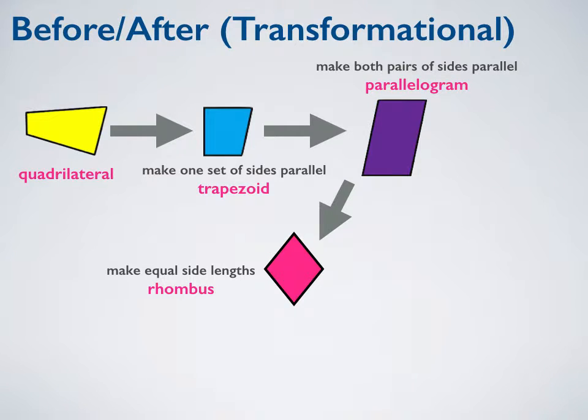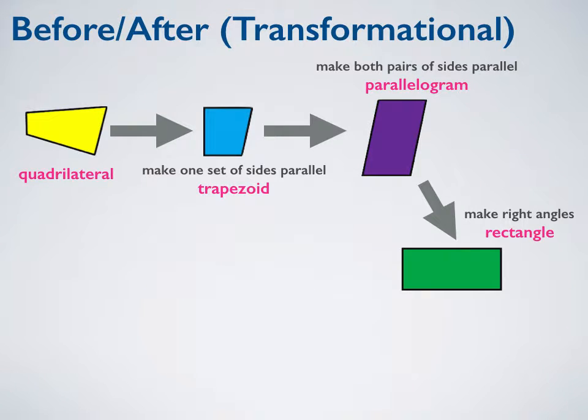One way I could transform the parallelogram is to take it and shrink one set of the sides so all sides are equal in length. This would make it a rhombus. Or I could take that parallelogram and keep the side lengths the same, but just tilt it so all of the angles are right angles. This would turn my parallelogram into a rectangle.